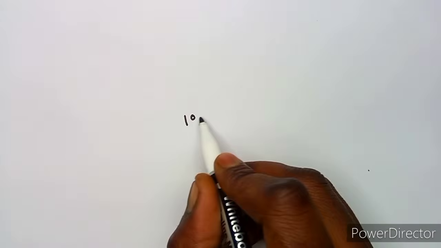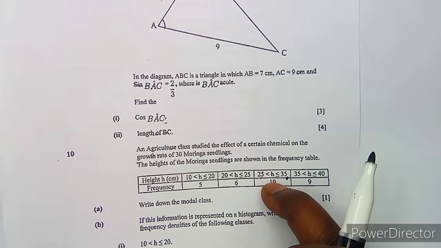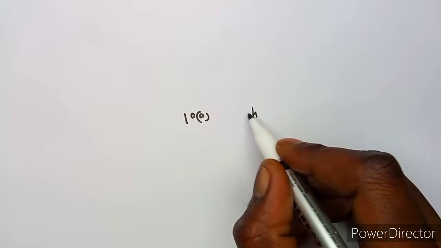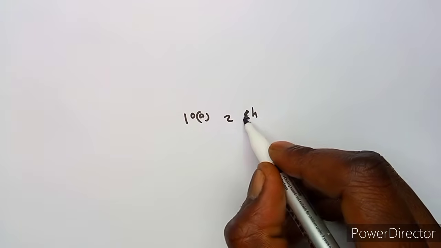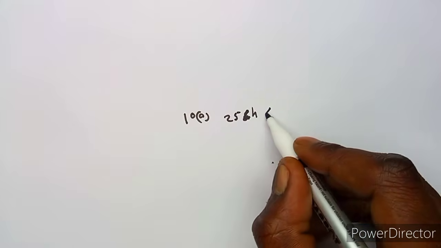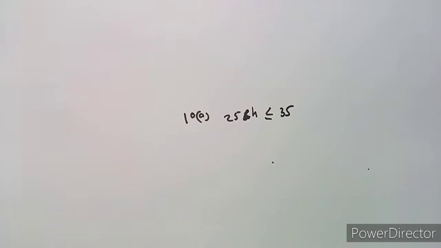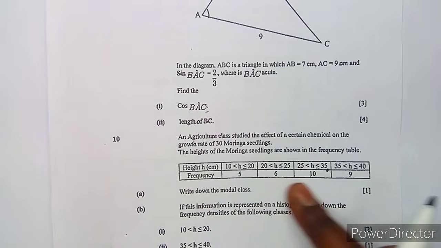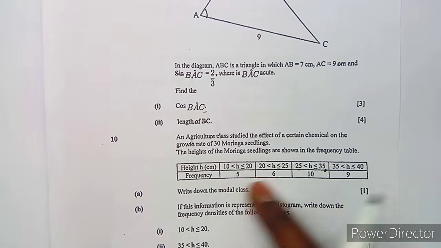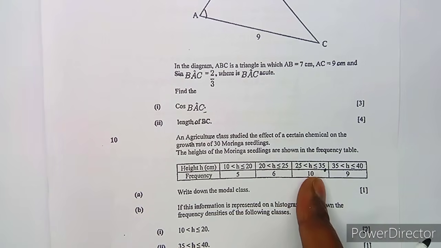So in this case, that's your model class. You don't take the height of 10, you take the class 25 and write it as it is, guys, the way that it is written here. So h is greater than 25, less than or equal to 35, as it is. That is your model class, the class with the highest frequency. The highest number on frequency is 10. So what is the class that corresponds?